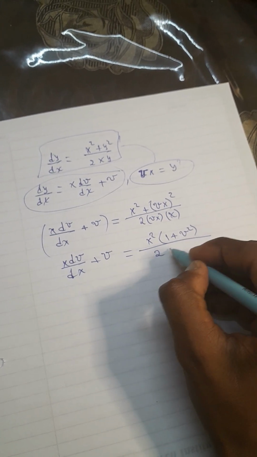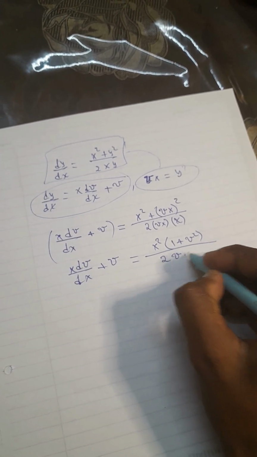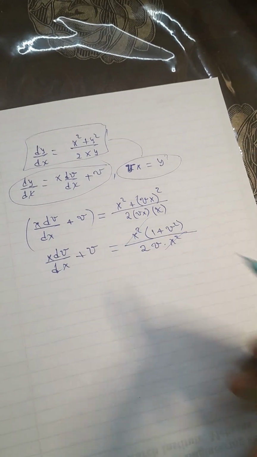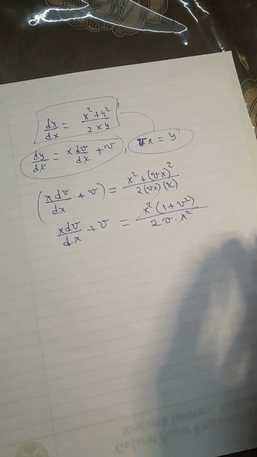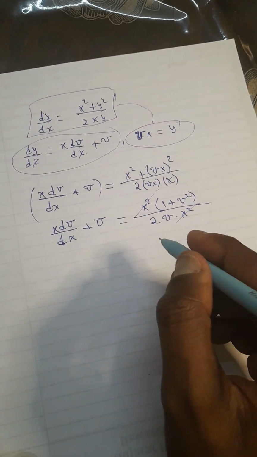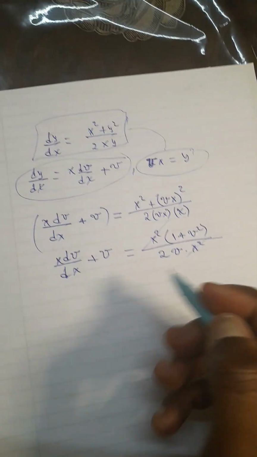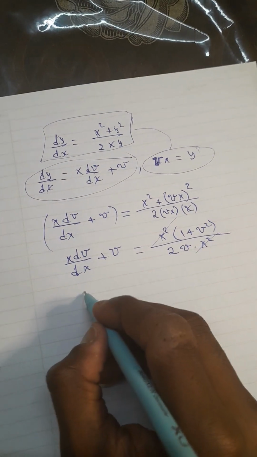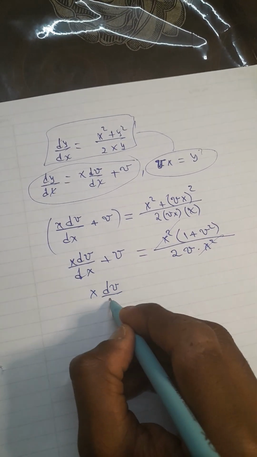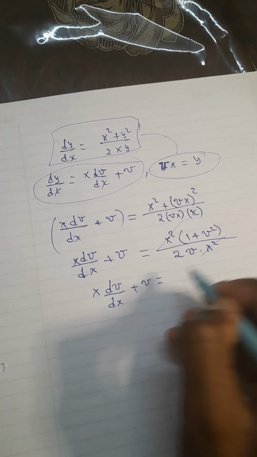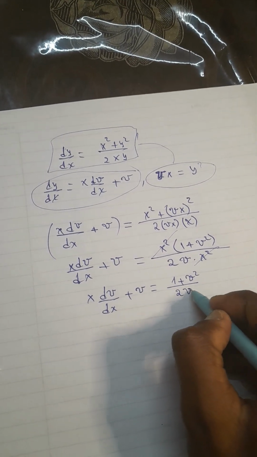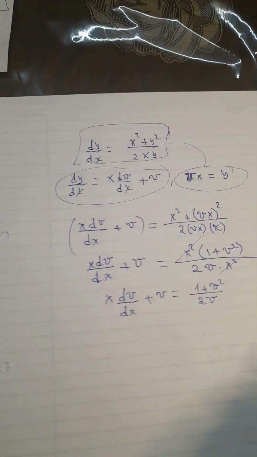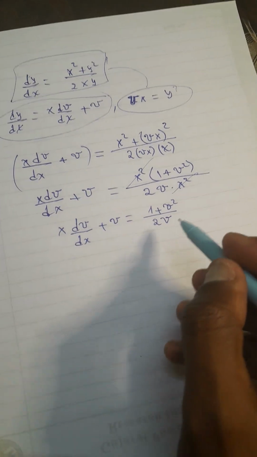And here you got 2v times x squared. So as you can see, the x squared and x squared will just be simplified. You can just simplify them. What's the next step then? Just solve for this. This will be x dv/dx plus v equal to (1 plus v squared) upon 2v. Is that okay? Yes, it's fine. Till now it's fine.